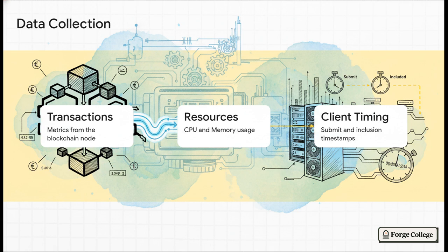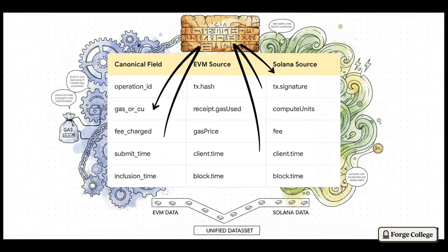We aren't just looking at the final receipt, right? We're actively monitoring the engine's temperature and fuel intake as it runs. Now, since the EVM and SVM effectively speak entirely different technical languages, we need a Rosetta Stone to make sense of the incoming data. That's our canonical mapping table.